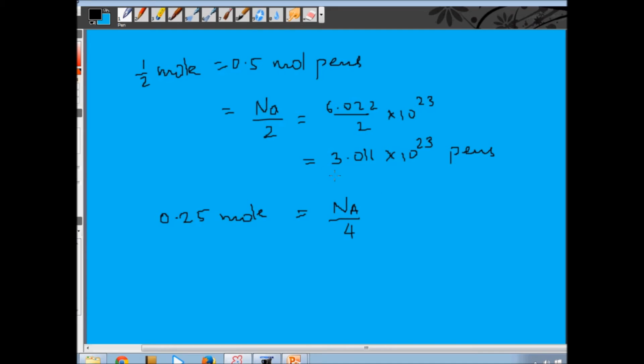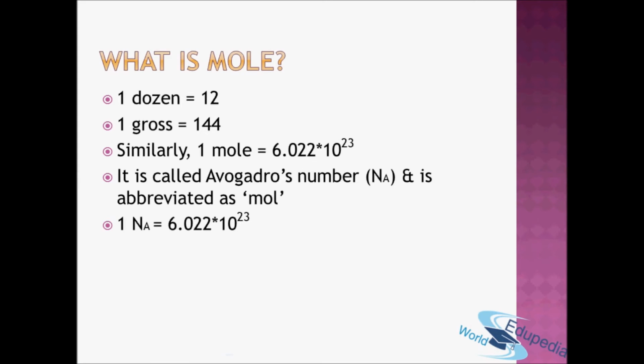Alright, if you see the number here, 3.011, how can you have 0.011 pen, right? But actually, if you see here, it is multiplied by 10 to the power 23. It means the number is going to be a whole number, it is not a decimal number. Once you finish multiplying those 23 zeros, you will have 3011 followed by 20 zeros. So it is going to be a whole number. So you can have 0.5 mole, 0.25 mole, or even 0.33 mole of something.